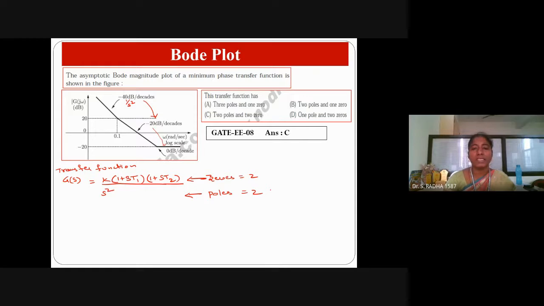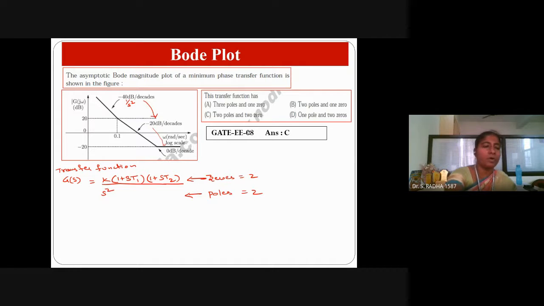Okay, and for exact values, in that case you have to find what is T1, T2 using omega 1, omega 2. Okay, and then denominator poles are at origin, 2 poles at origin. Now you can see numerator is giving 2 zeros, denominator is giving 2 poles. So the answer is option C. It is very, very simple.